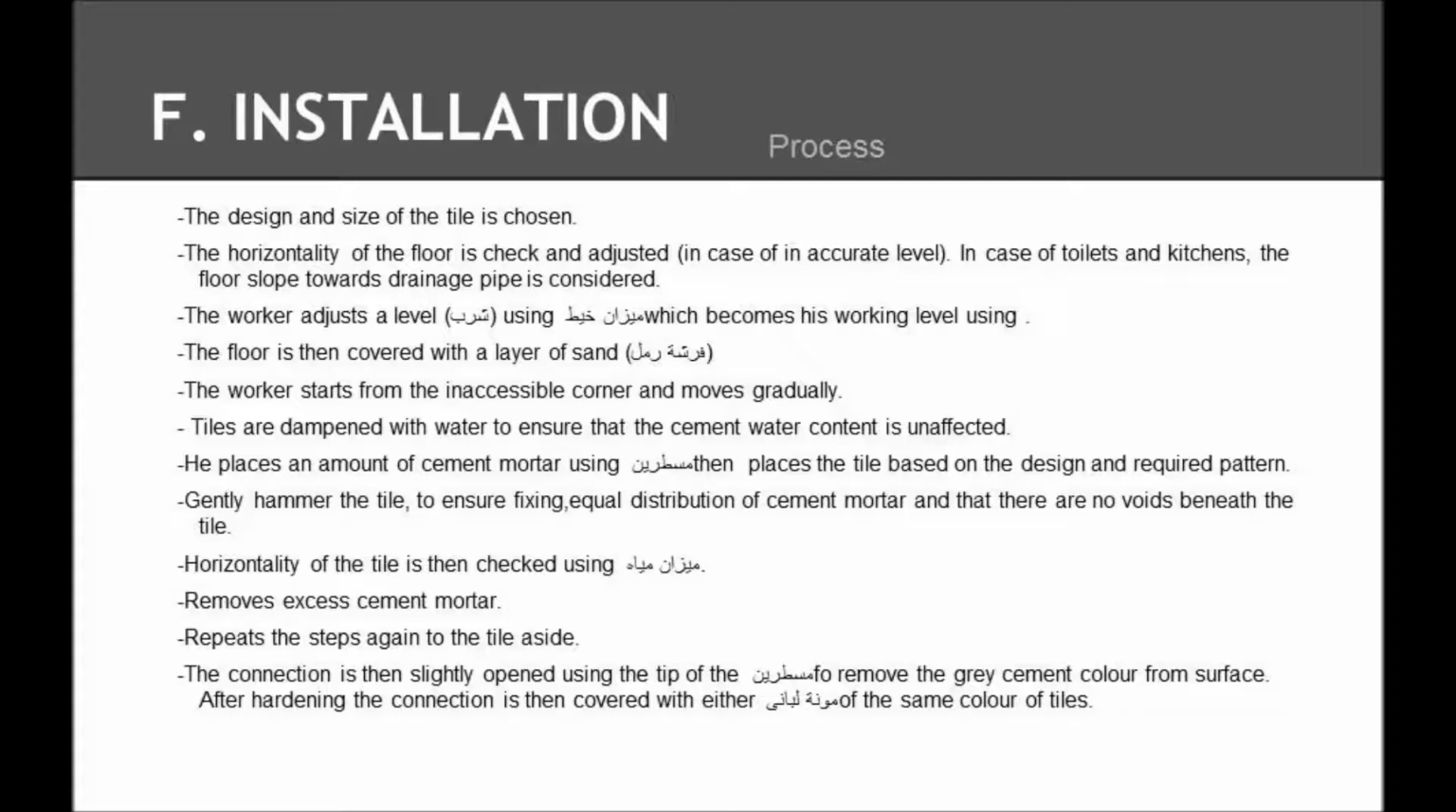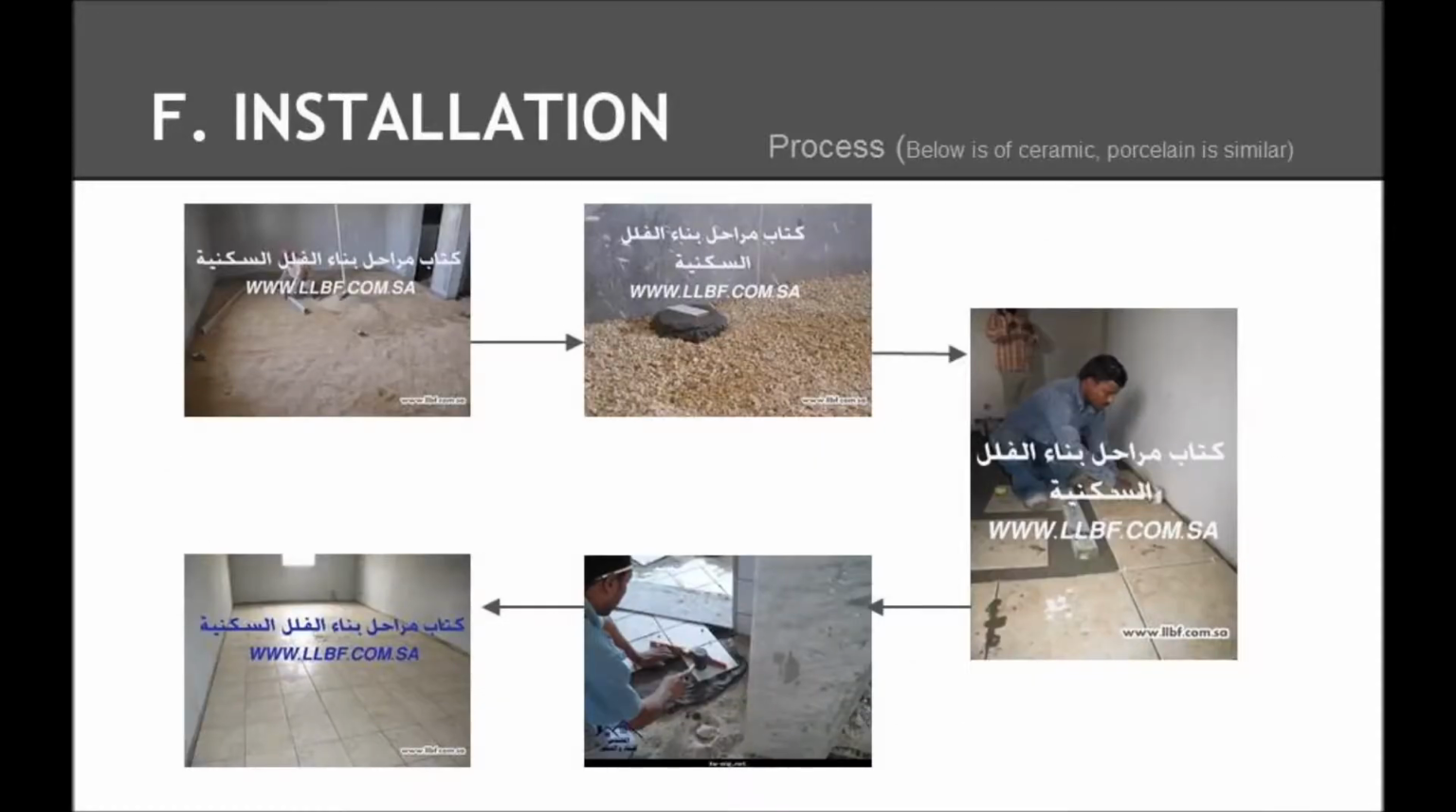This connection must be slightly opened using the tip of the mastarine to remove the gray cement color from the surface. And after hardening, the connection between the two tiles is then covered with a certain paste of the same color of the tiles according to the design, of course. As you can see in this slide, this is a graphical presentation of what was discussed in the previous slide.